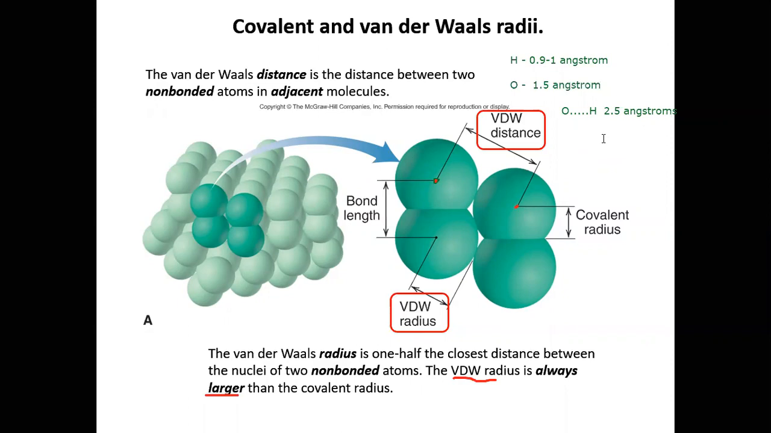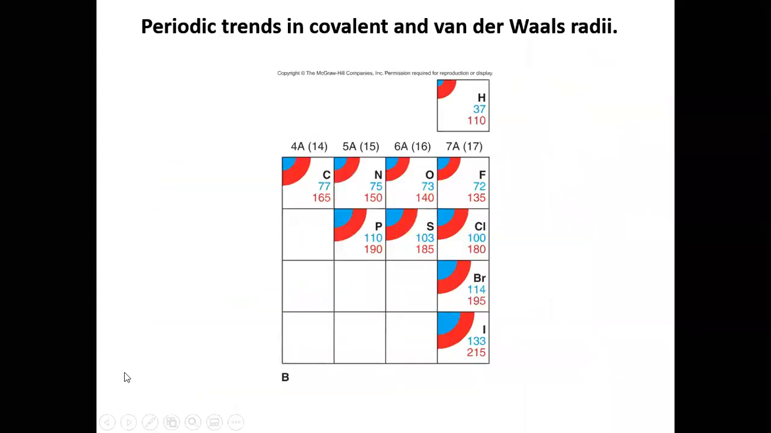So that's how we use van der Waals radius or van der Waals distance to determine if there's an interaction present or not. For an interaction to be present, the measured distance has to be less than the van der Waals distance between the two atoms. And this is showing you the difference. So I was a little bit off.